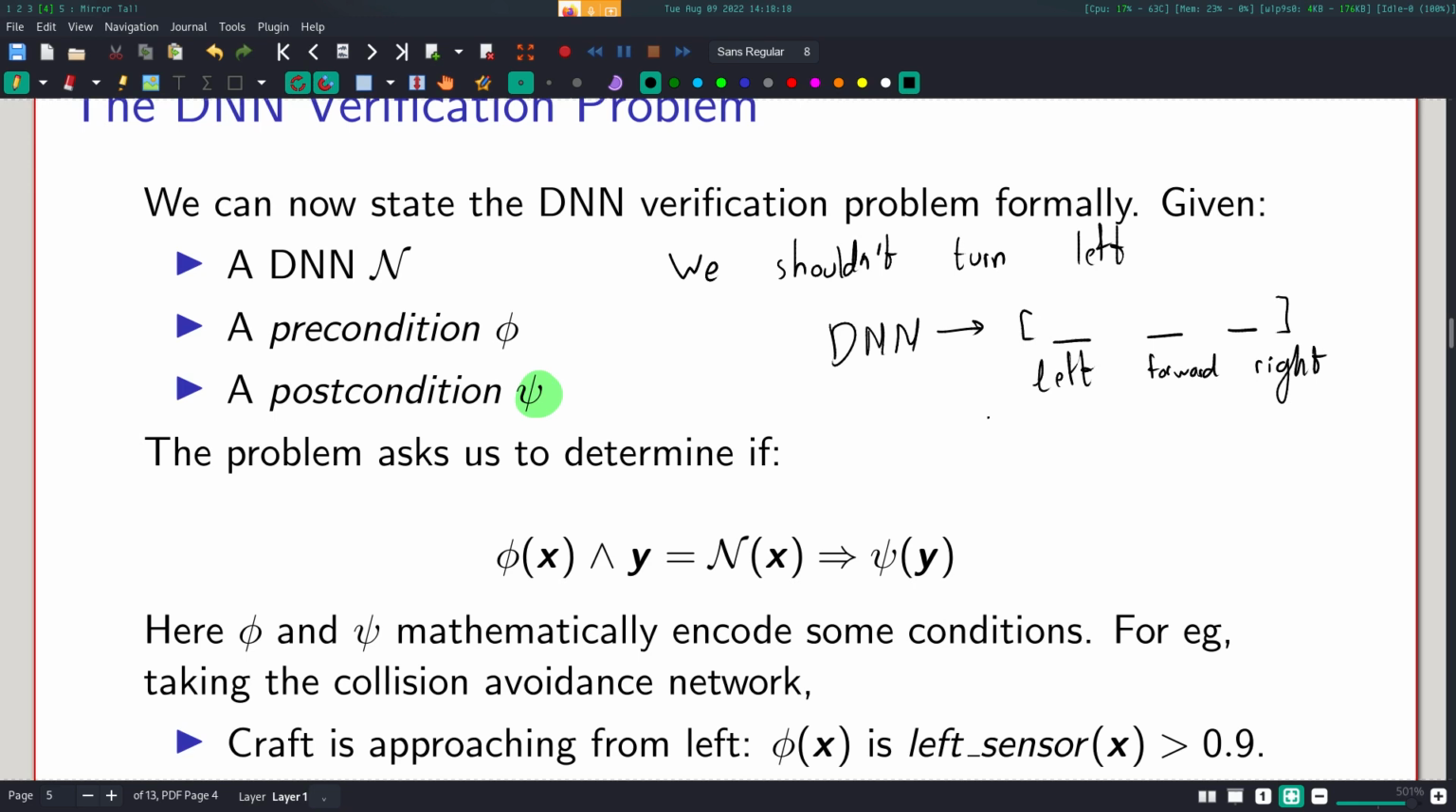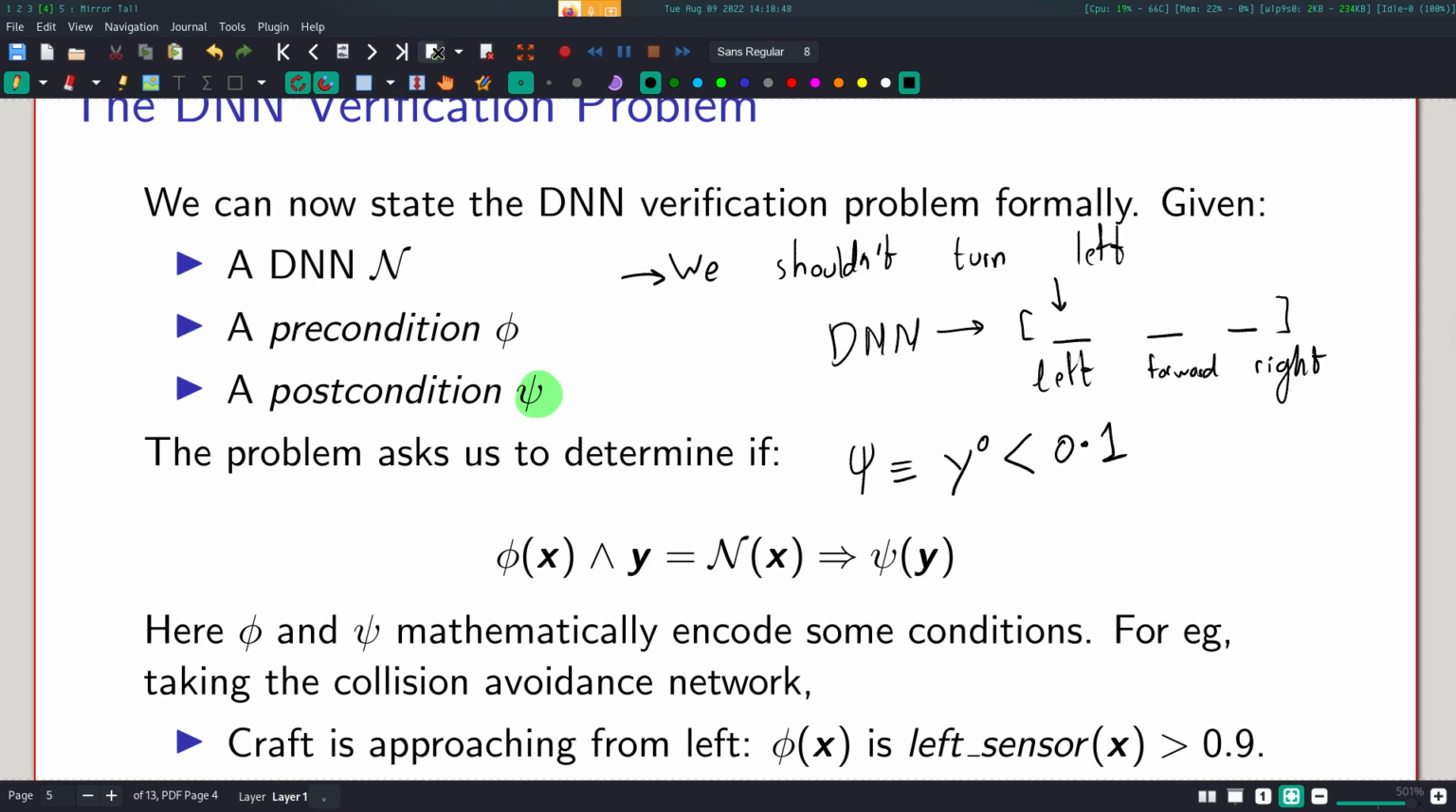Okay, so if your left value is very high, then let's say the system is such that your aircraft is going to turn towards the left, right? So when we say that we shouldn't turn left, we can express it like this, right? This post condition is essentially that the first component of the output vector should be something small. So you should not turn towards the left, right? So maybe it should be less than 0.1, right?